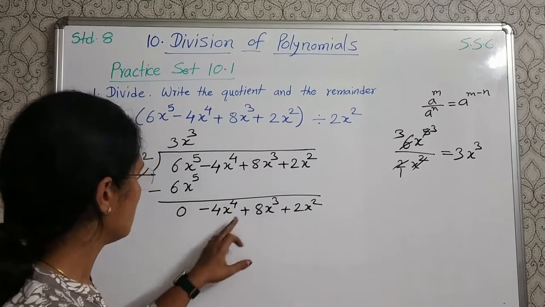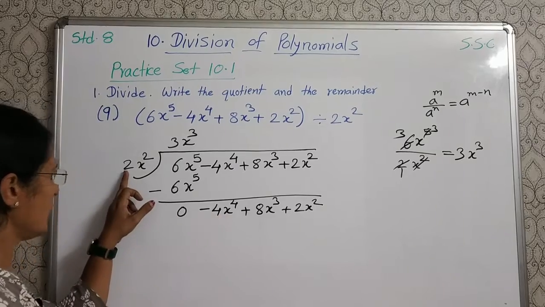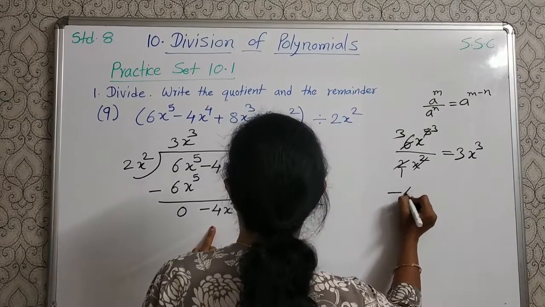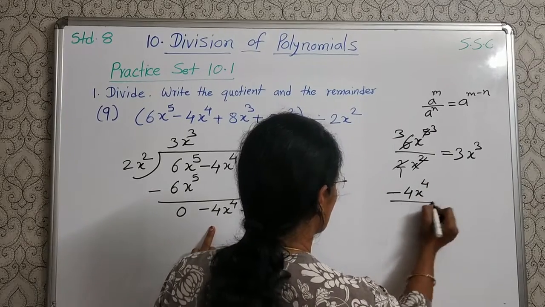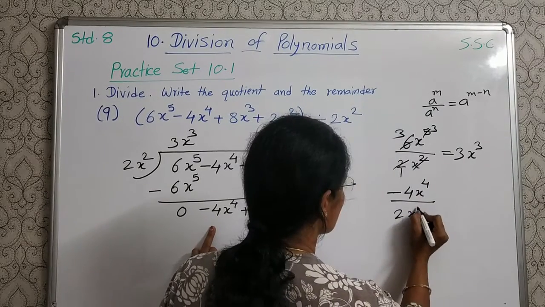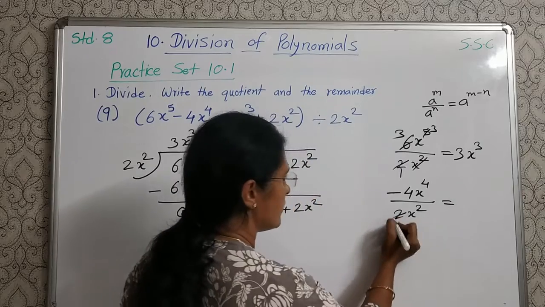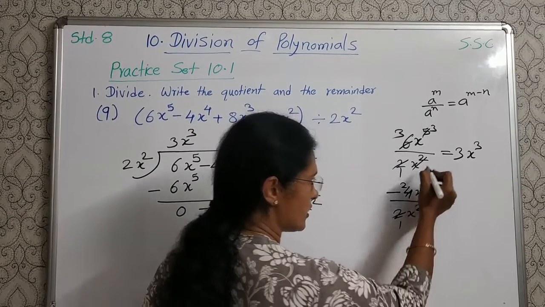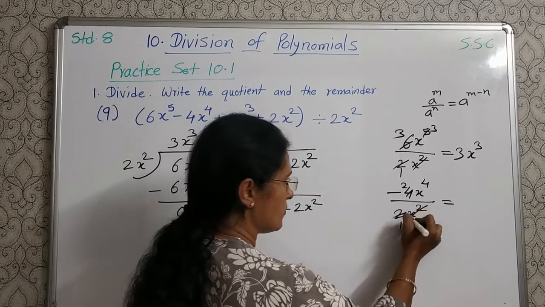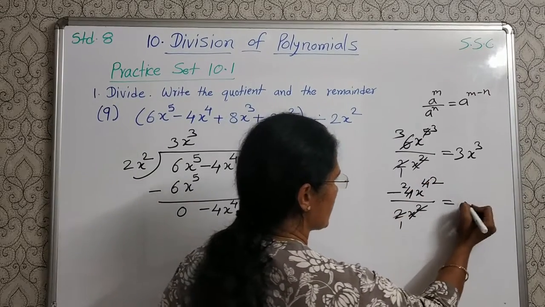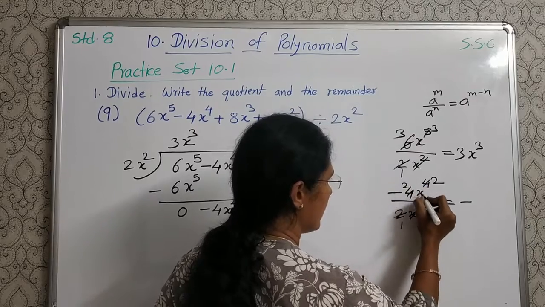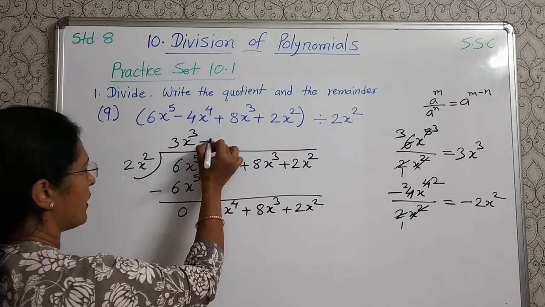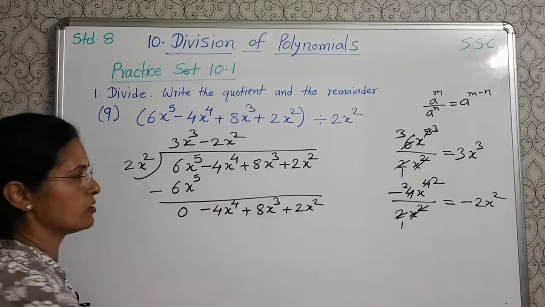Now take this term, minus 4x raised to 4, and divide by 2x square. So minus 4x raised to 4 divided by 2x square. 2 1s are 2, 2 2s are 4. Then x raised to 4 by x square, so it will be 2 here. Write the quotient here, minus 2x square.